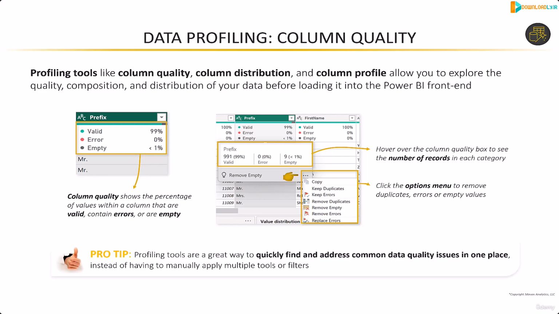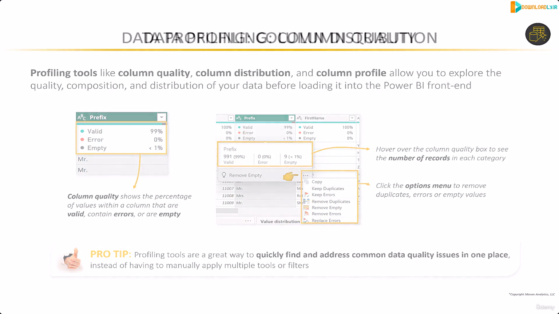So one thing to keep in mind here is that the great thing about these types of contextual menus is that they allow you to solve column quality issues without having to try and find the appropriate steps within the query editor. These menus really bring this functionality straight to you without you having to go and find it.